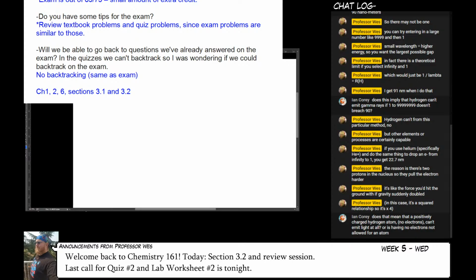So it cannot emit light from this mechanism of an electron transitioning up and down, because there's nothing to transition up and down. There may be some weird mechanisms that protons follow by themselves, but that would be Large Hadron Collider sort of stuff, and I don't even know where to start with that.